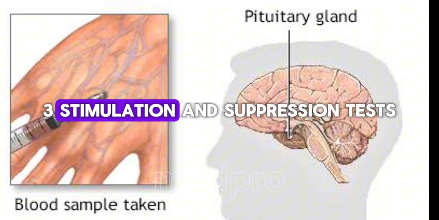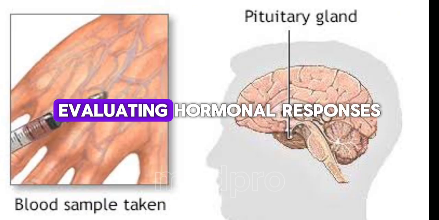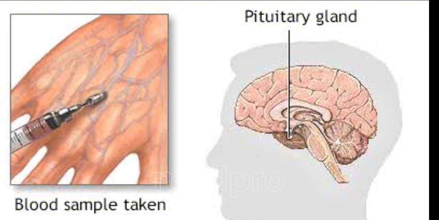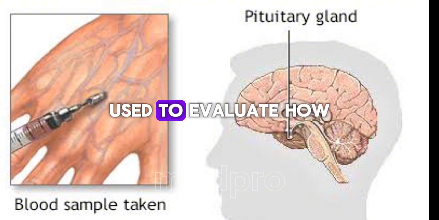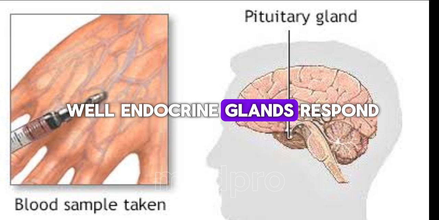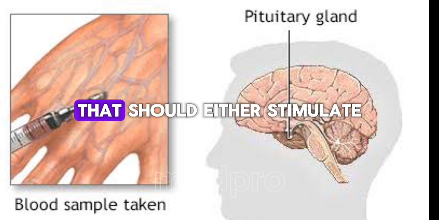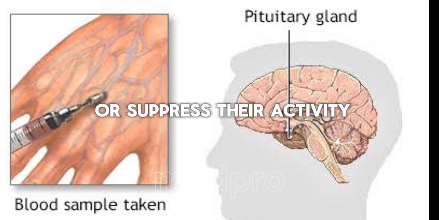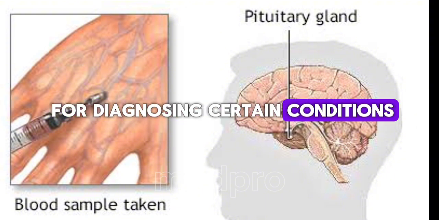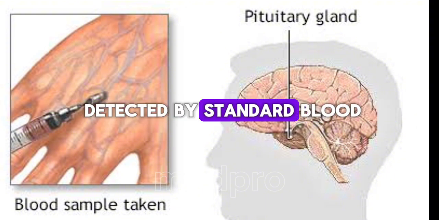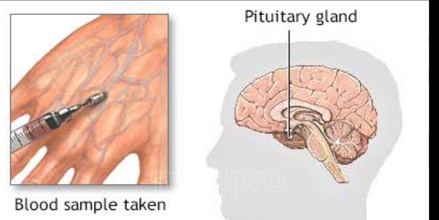3. Stimulation and suppression tests, evaluating hormonal responses. Stimulation and suppression tests are specialized procedures used to evaluate how well endocrine glands respond to signals that should either stimulate or suppress their activity. These tests are crucial for diagnosing certain conditions that might not be detected by standard blood tests alone.